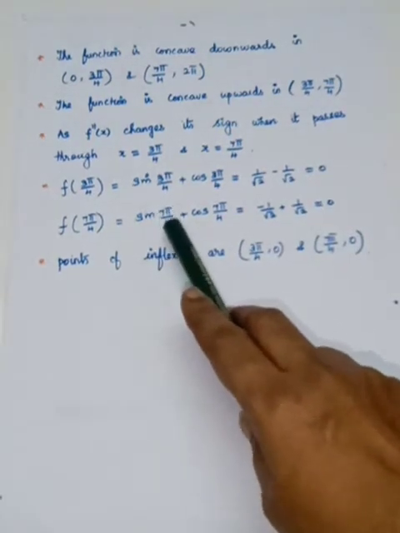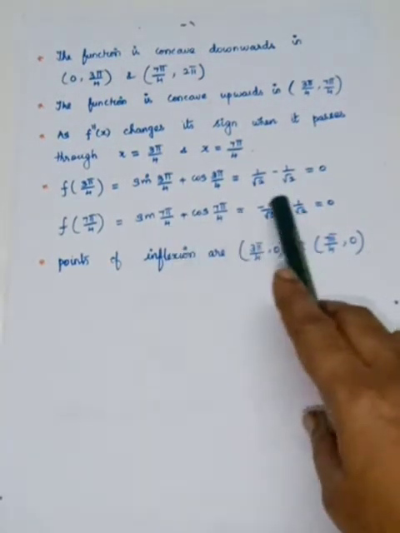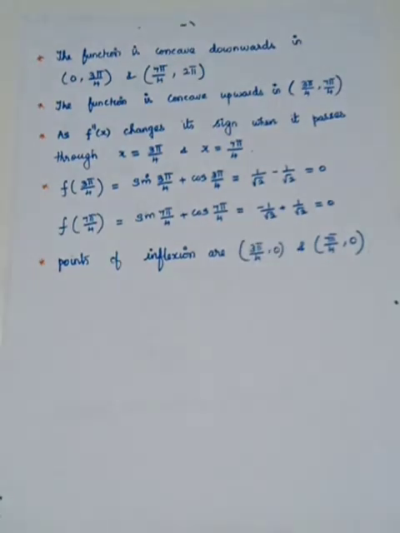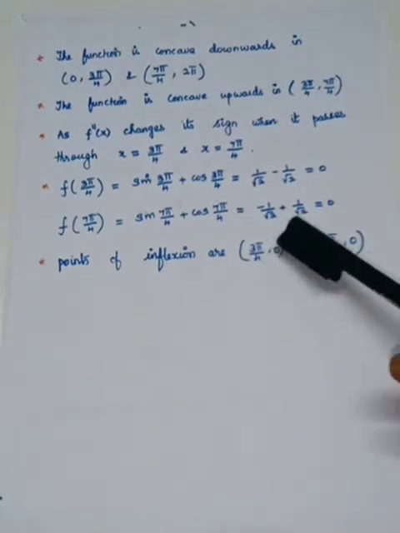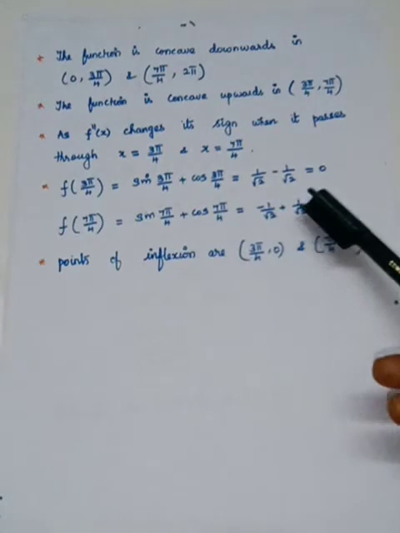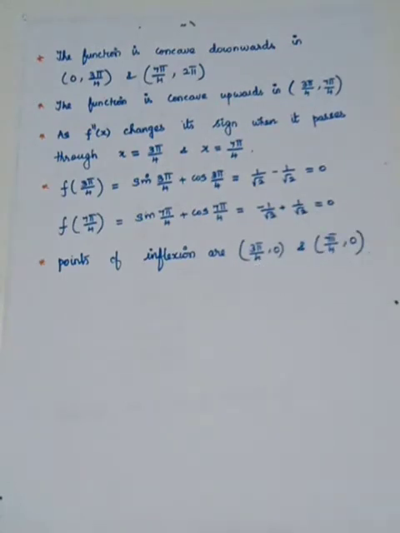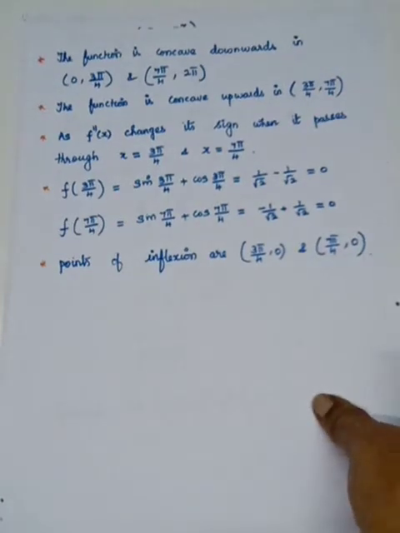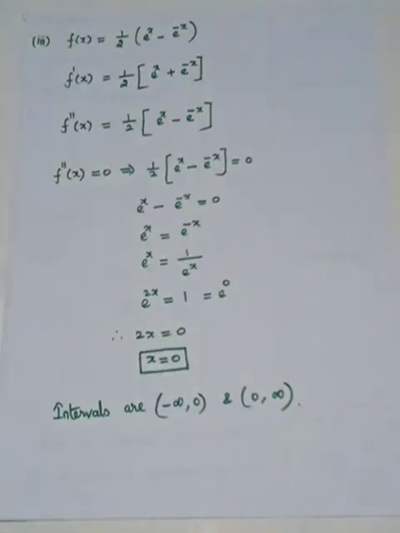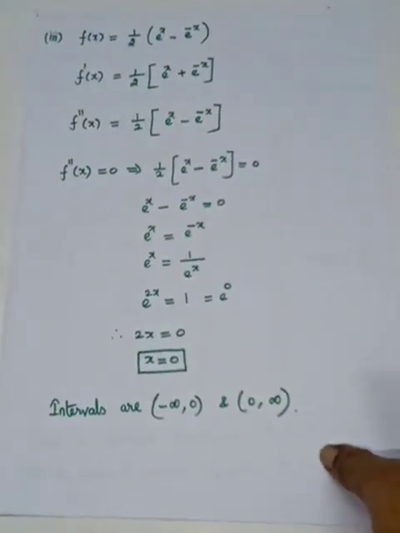And sin 7 pi by 4, that is 315 degree. So the 315 degree can be written as 360 degree minus 45 degree. So it lies in the fourth quadrant. In the fourth quadrant, sine is negative, so it is minus 1 by root 2, and cos is positive, so plus 1 by root 2, it is 0. So 3 pi by 4 comma 0 and 7 pi by 4 comma 0, they are called the points of inflection.